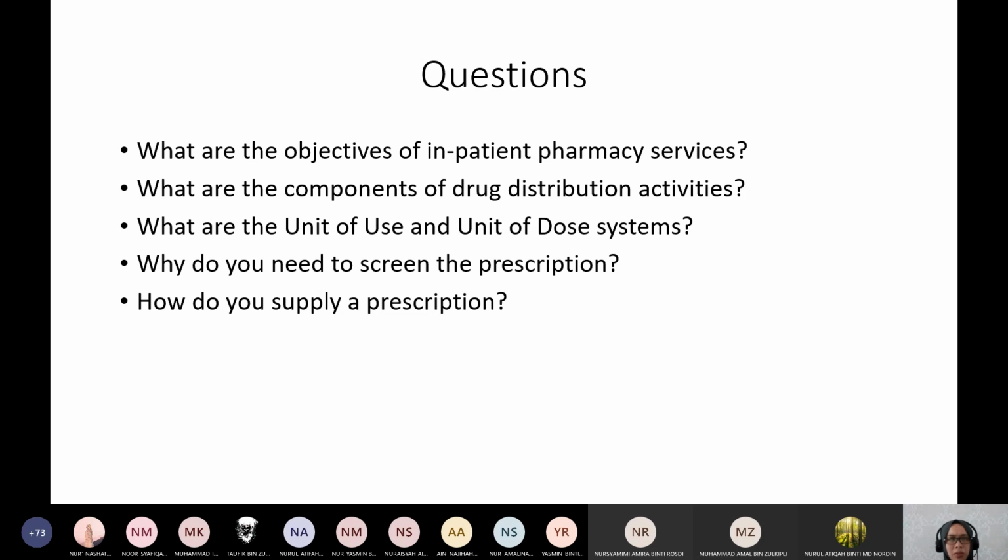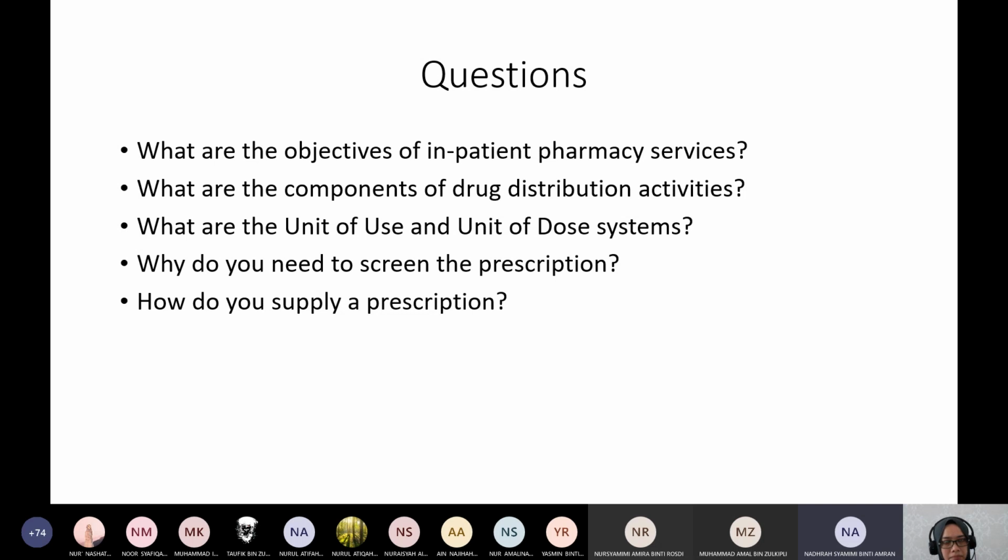So I noticed just now you said filling and counter checking and supply, but there's no proper step there. When you receive a prescription, what is the first step? Screening. Okay, screening for what? Review the medication name and the dosage regimen and the prescriber, to make sure that the prescriber prescribes the medication according to the formulary medicine.